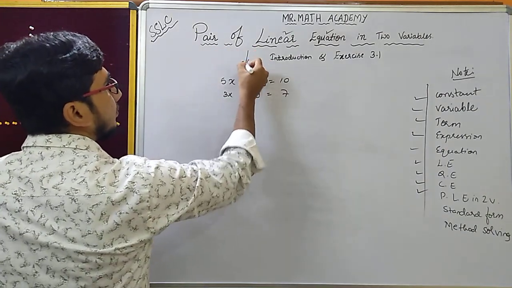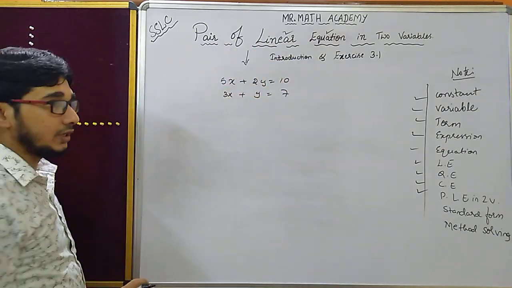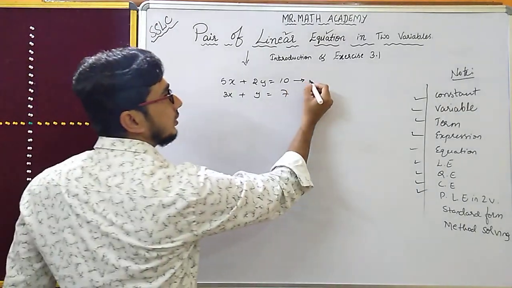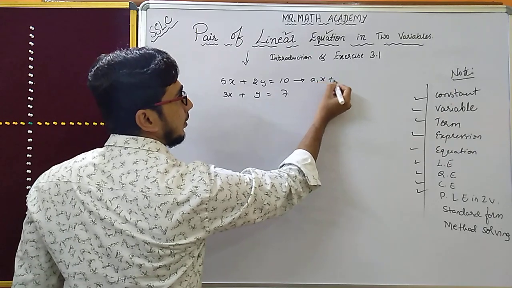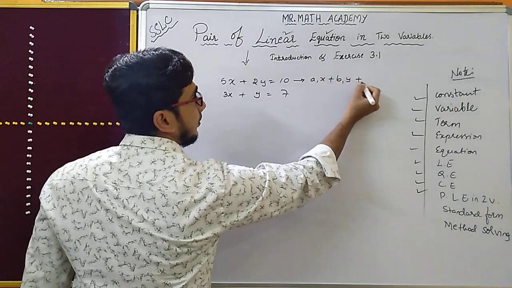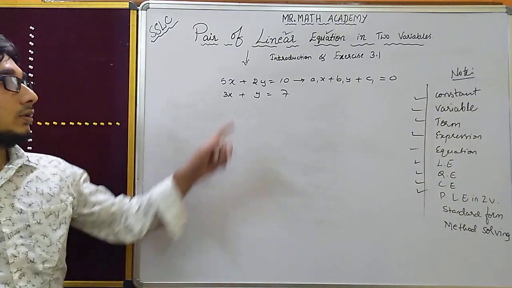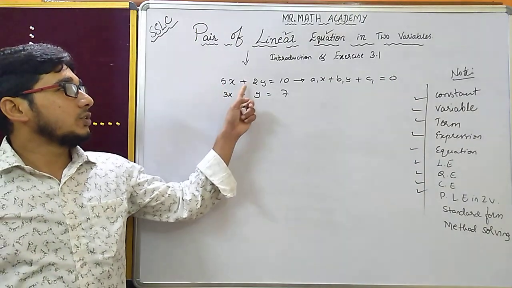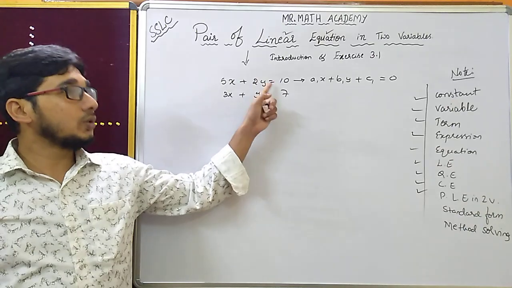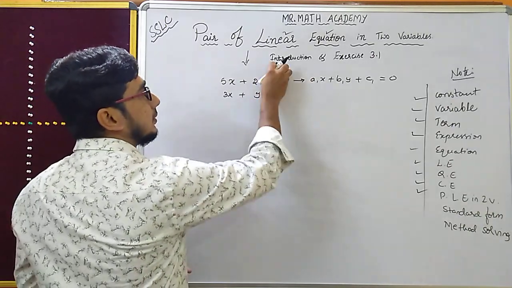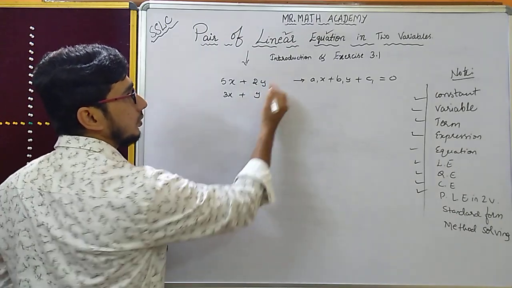This is the chapter name. Two equations are ready. I'll write the standard formula for this. What is that? a1x plus b1y plus c1 is equal to 0. Sorry, I'll write it like this. I have to write the standard form now.